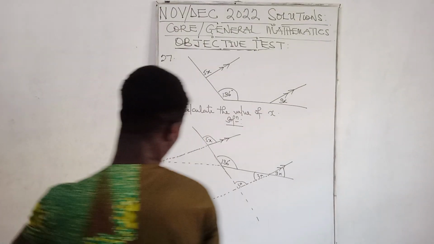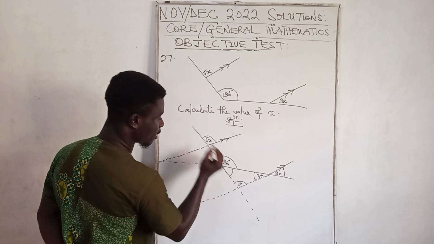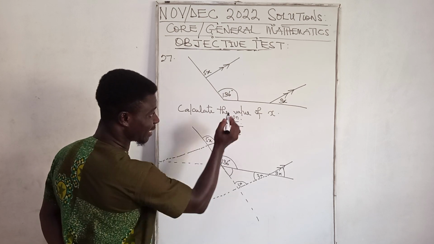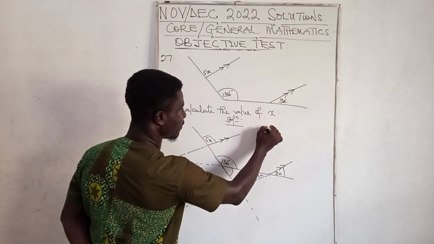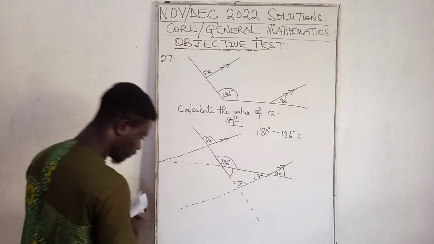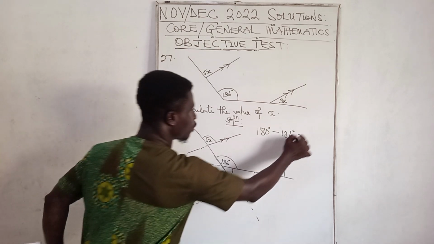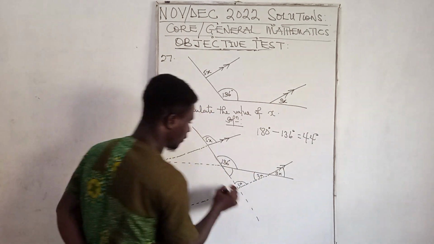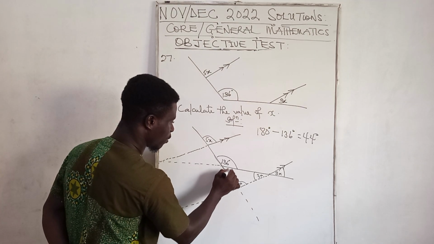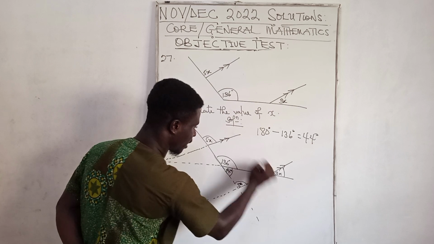180 degrees. So I can find this angle here, which means I can subtract 136 from 180. So I get 180 degrees minus 136 degrees, which is 44 degrees. So I get this to be 44 degrees. So I have here 5x, then here 3x.